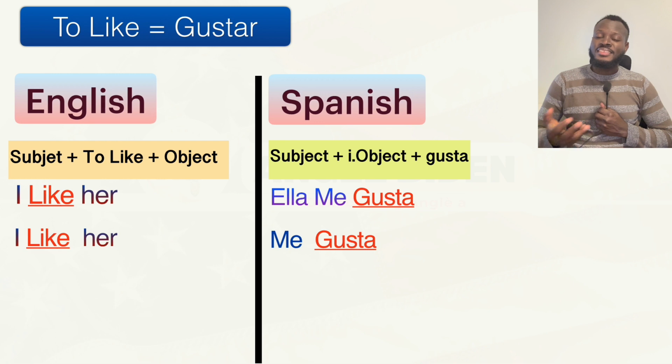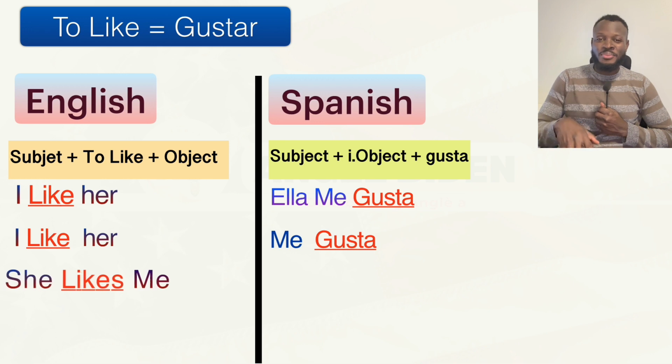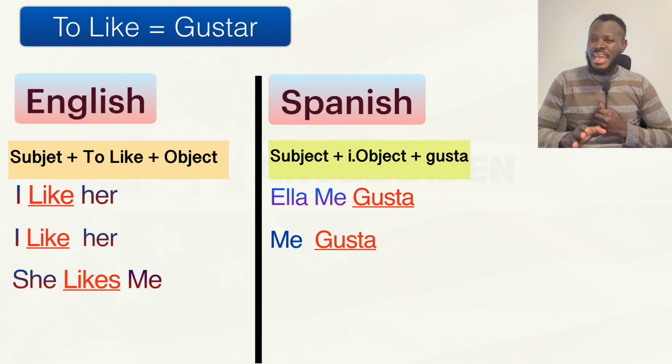Now, let's turn it around. Let's say, she likes me. We turn it around to see how it is going to behave. That's pretty tricky, pretty interesting. It puts the syntax upside down. That happens with this verb, and with a few other verbs, but I'm going to teach you later on, not today. She likes me.